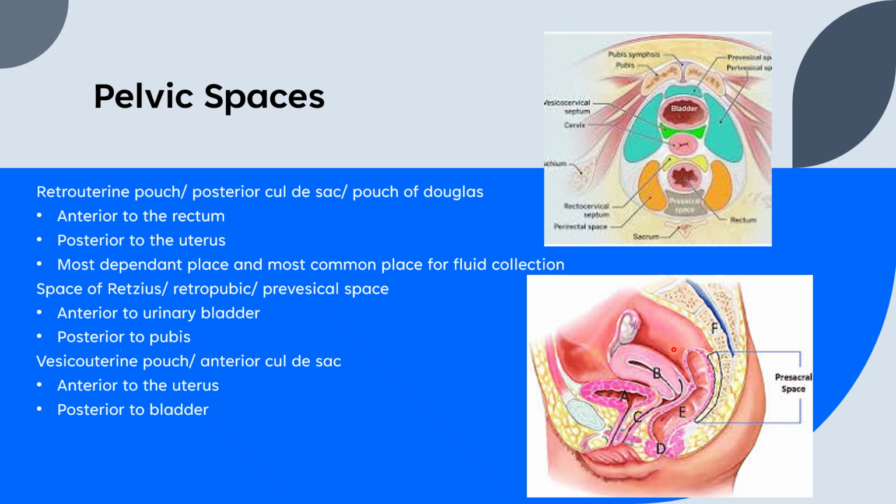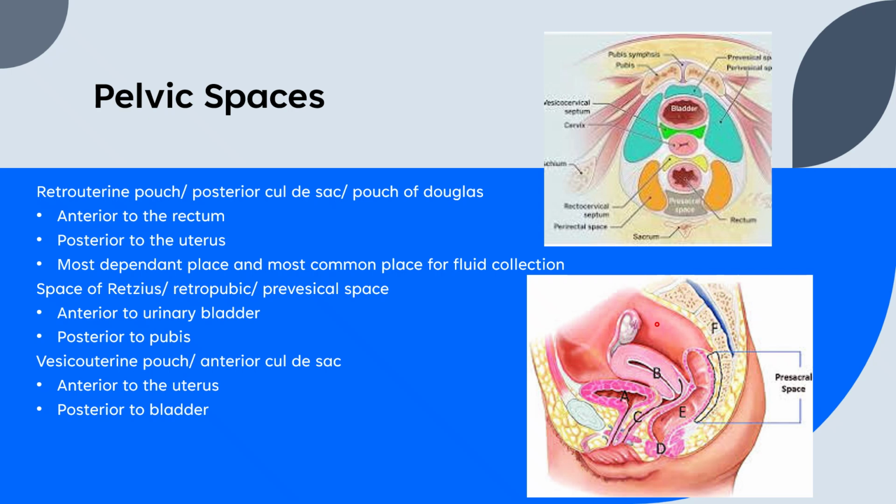Okay, so it's anterior to the rectum, posterior to the uterus, and this is the most common place for fluid to collect because it is the most dependent place. Okay, when we have gravity working for us, it's going to go posteriorly.